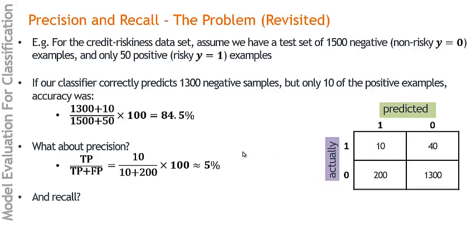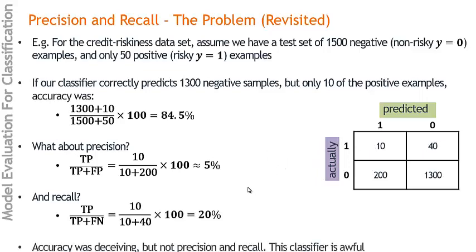What about recall? Well, remember we're looking at the top row here. We're only getting 10 out of 50 of the actual bad credit risks. So both the precision and the recall are very bad in this case. And so these are good measures for picking up the poor performance of this classifier.